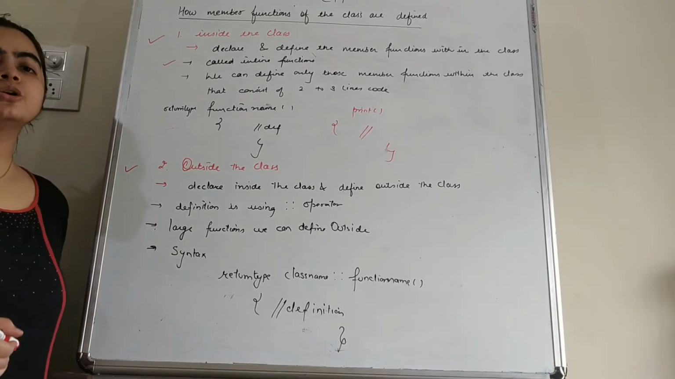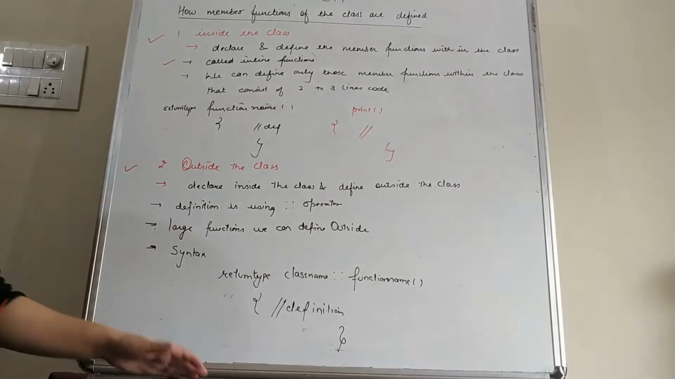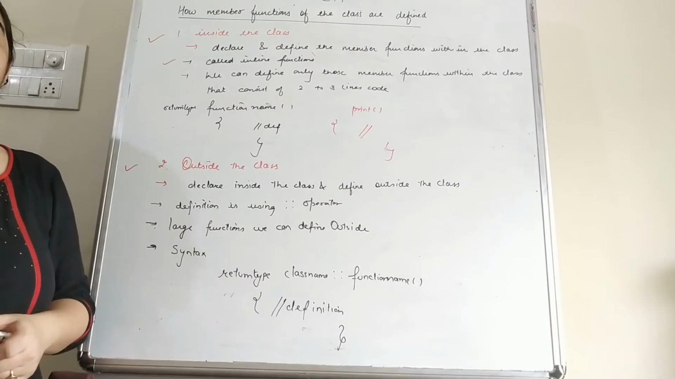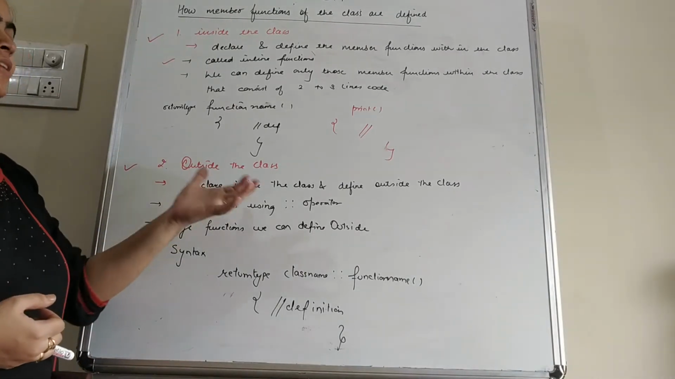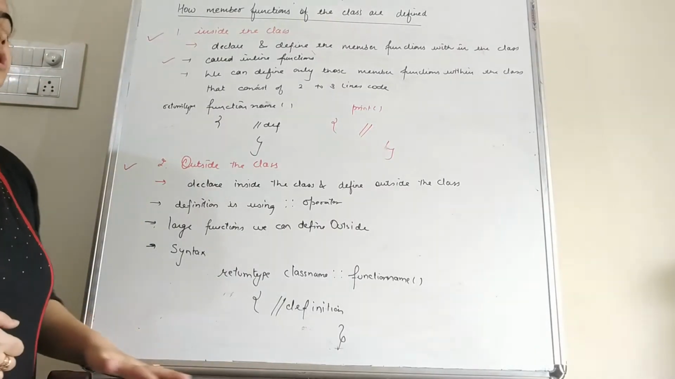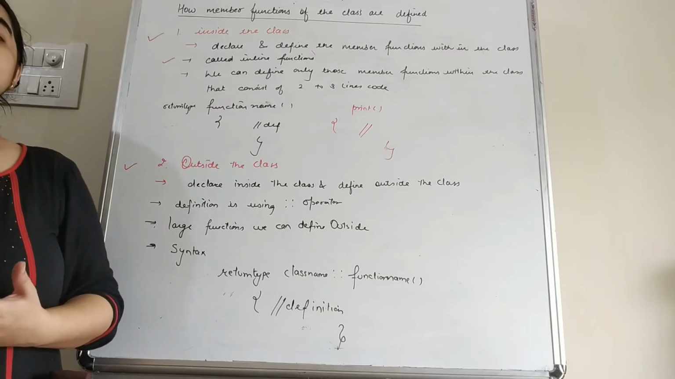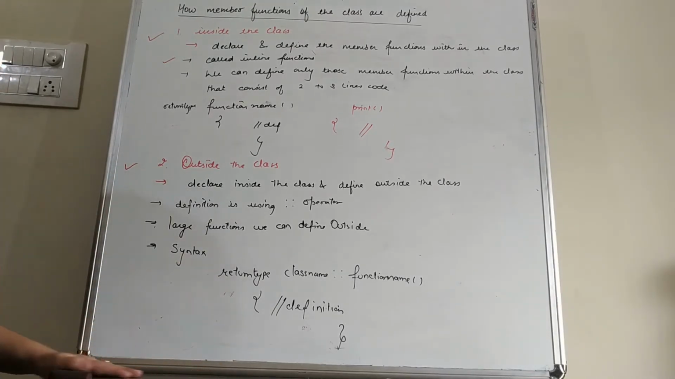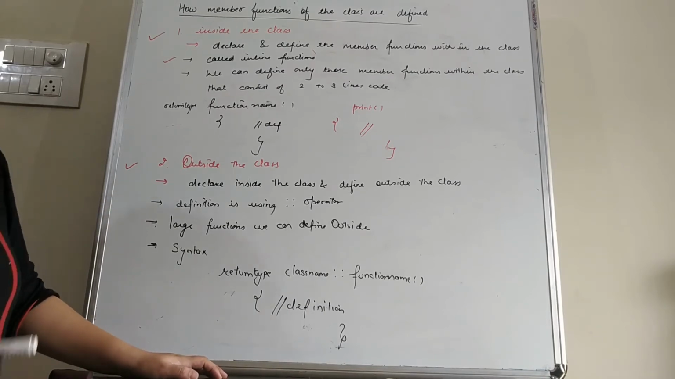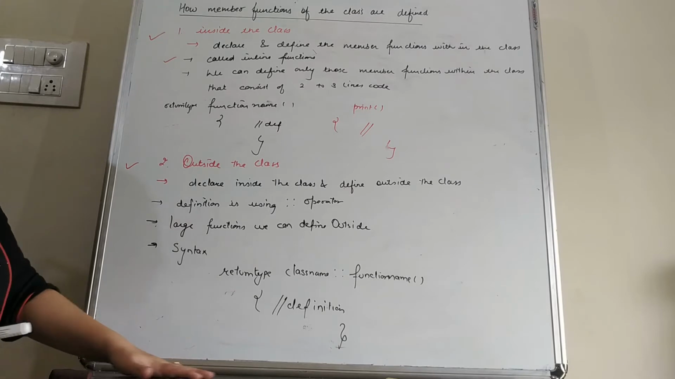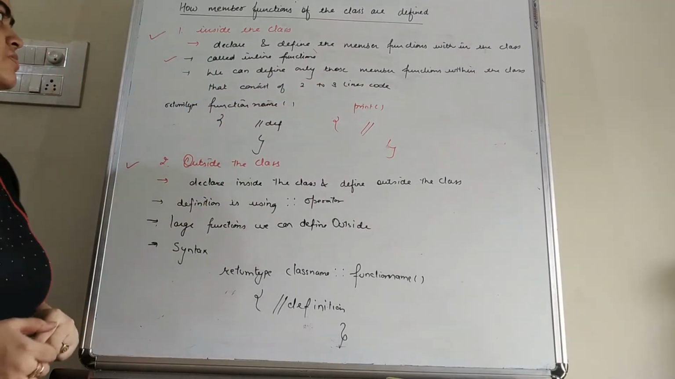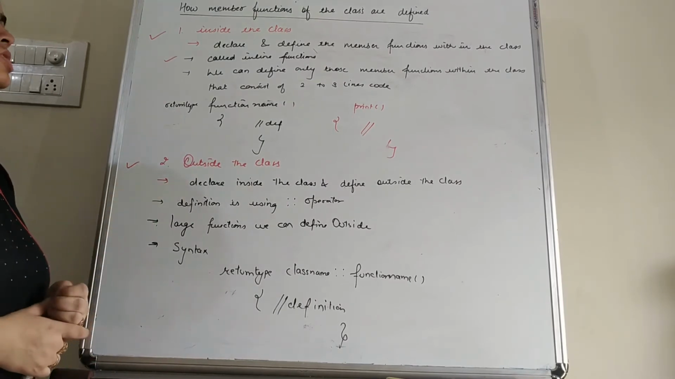There is no need to write the inline keyword if you are defining any member function within the class and that function has only 2 to 3 lines of code. Automatically the compiler will consider that member function as an inline function and execute it as an inline function only. So there is no need to write the inline keyword. We can define only those member functions within the class that consist of 2 to 3 lines of code.